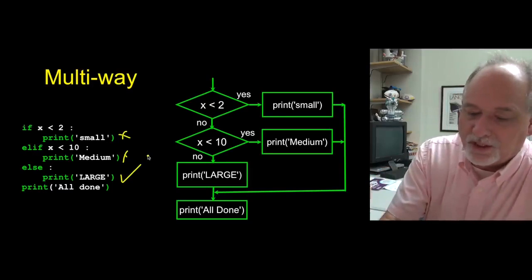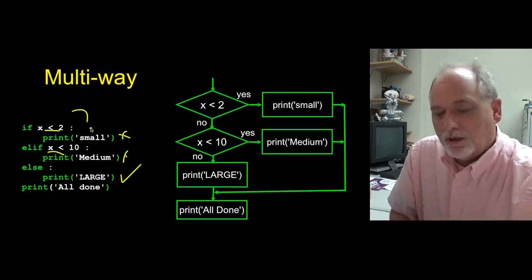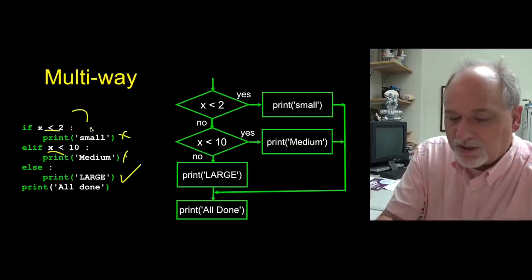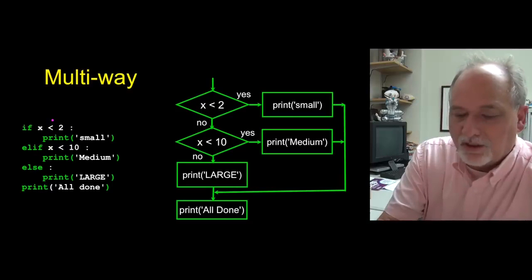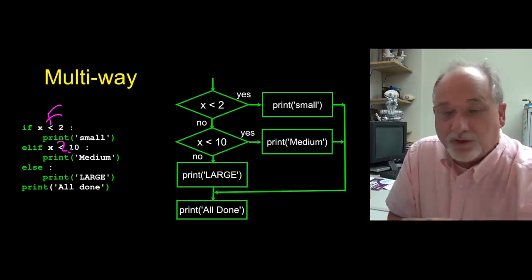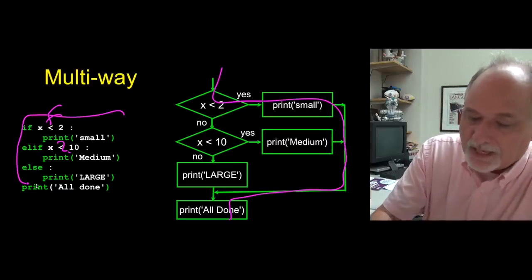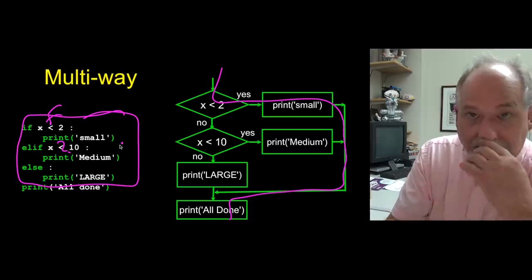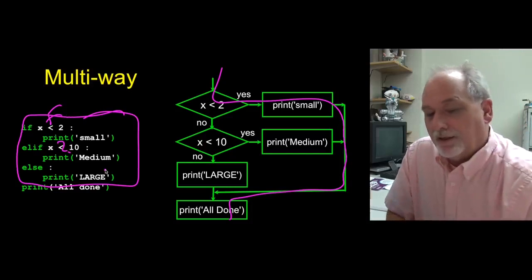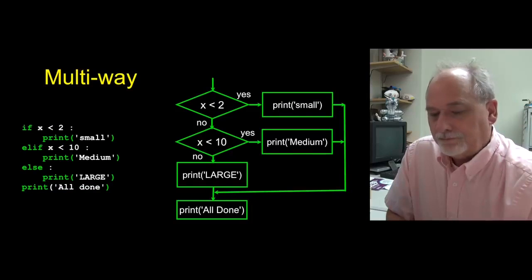The important thing is it checks these questions in order, and it doesn't check the second question until it knows the first question is false. So if the first question is true, you're done. You're done with the whole block at that point. So only one of these 3 is going to execute in that block.